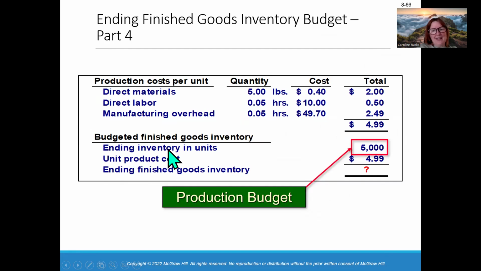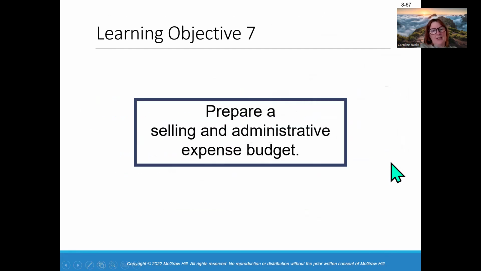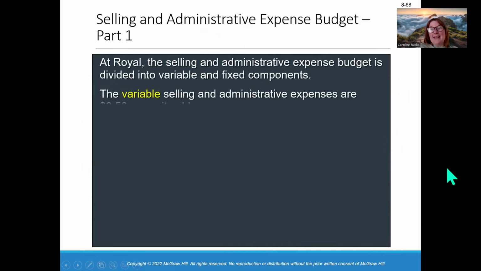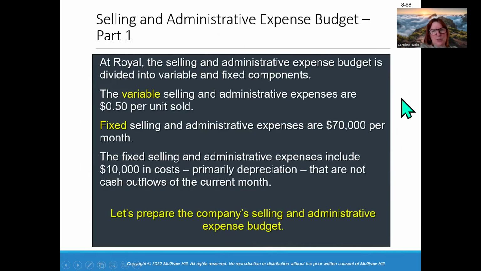Then our ending inventory in units, 5,000. Our unit production cost of $4.99 gives us our ending finished goods inventory.